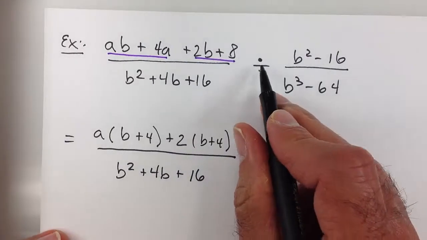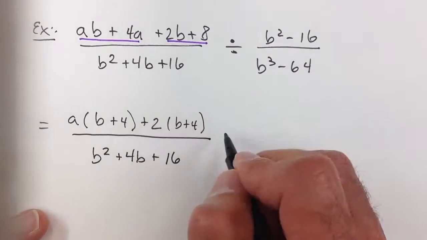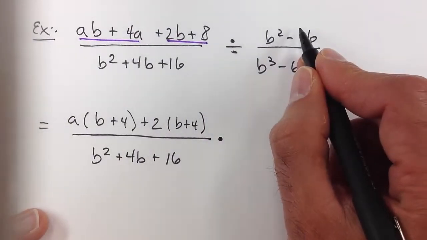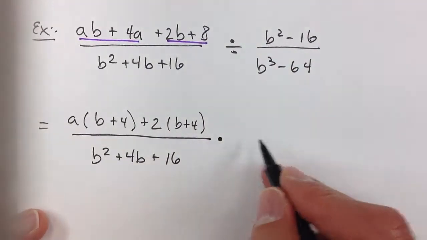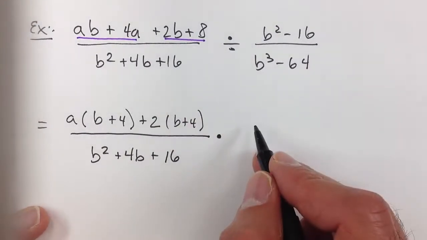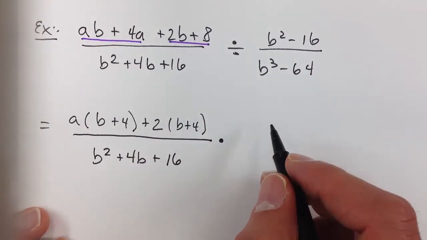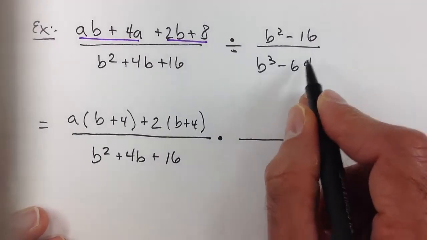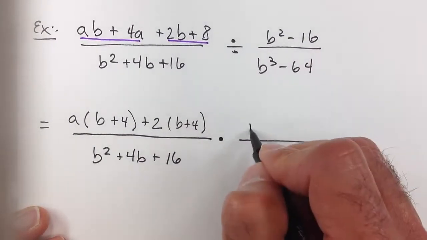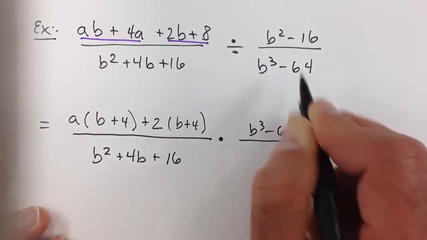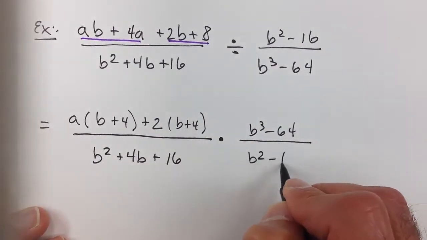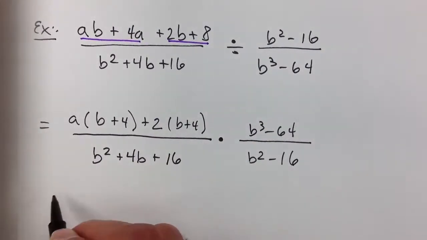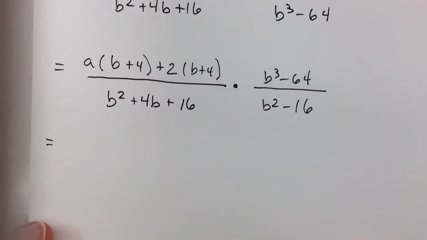Now, instead of dividing by a fraction, as we know, that's the same as multiplying by the reciprocal. So I suggest doing this little flip now before we factor, otherwise it can be tempting to forget to do it at all. So I'm going to multiply now by the reciprocal of this, which is b cubed minus 64 over now b squared minus 16. Okay, let's continue to factor and simplify.